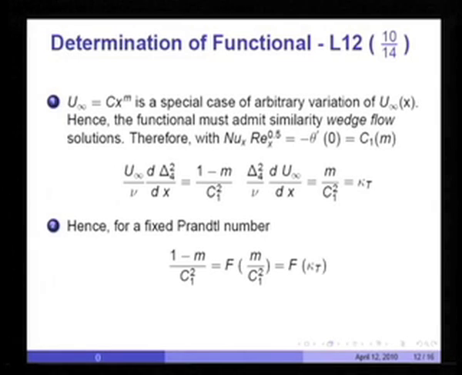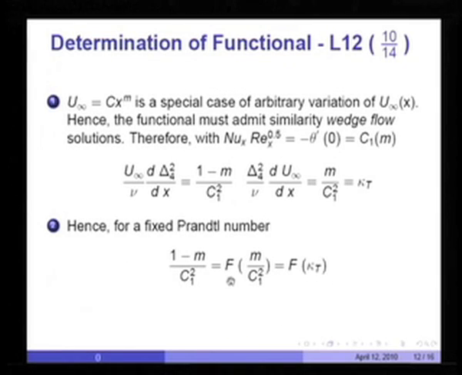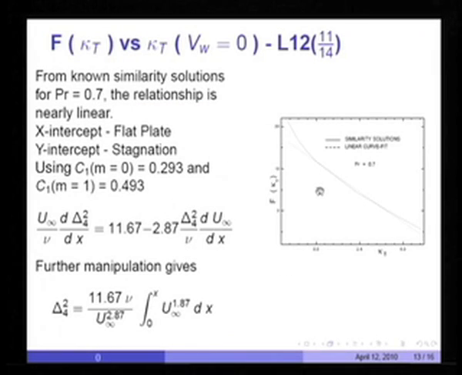Basically, that is equal to kappa t, and likewise we can show that u infinity over d delta 4 square by dx nu is (1 minus m) by C 1 square. So, basically the relationship that we had here is simply equal to m by C 1 squared f of kappa t, where C 1 is that belonging to the m chosen. And therefore, by selecting different values of m and correspondingly C 1, I can plot this variation, and this is what I have done on this slide here.